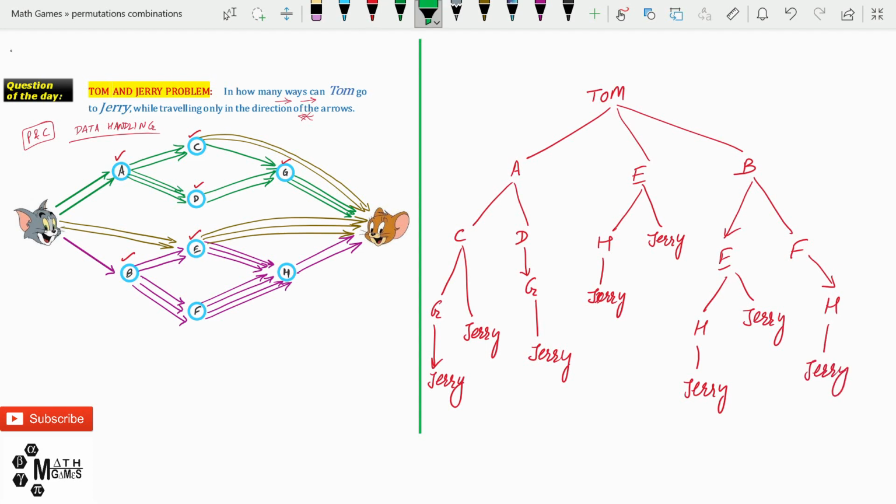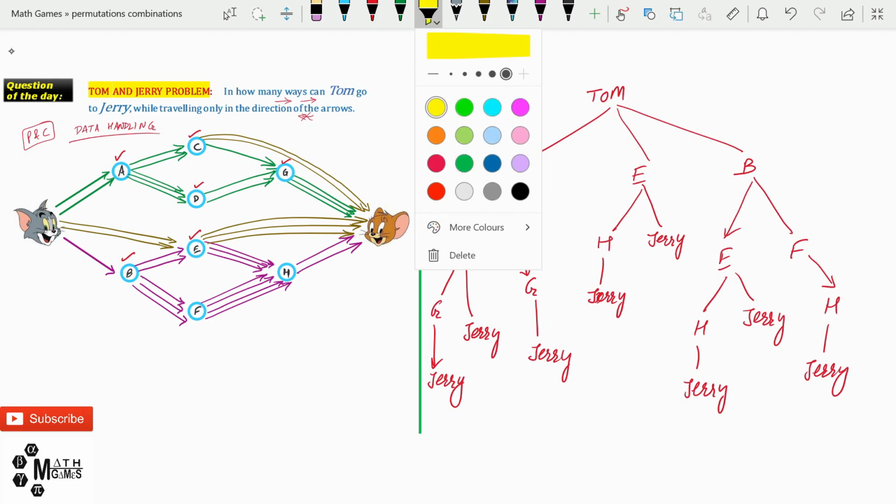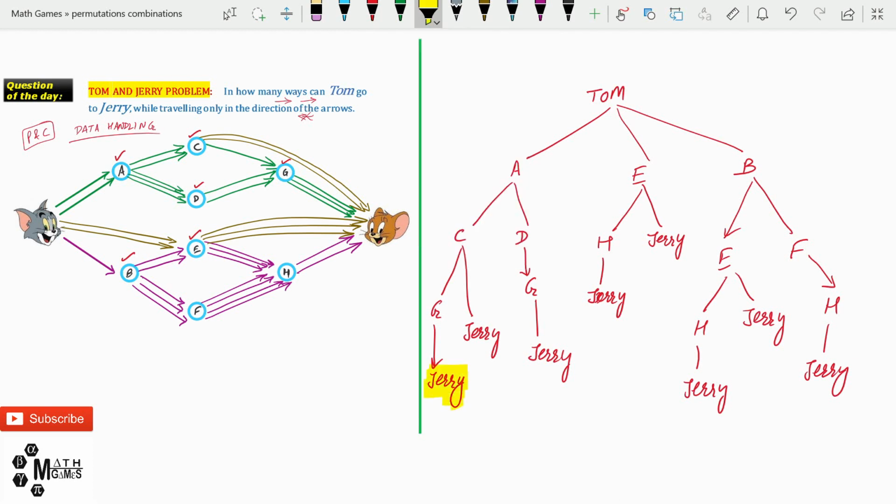Now when Tom is at Jerry, that is going to be the final position. You don't need to move any further, because the question was that Tom has to go and meet Jerry, and this is his final destination. He has reached his friend.